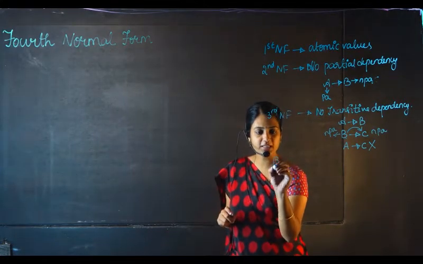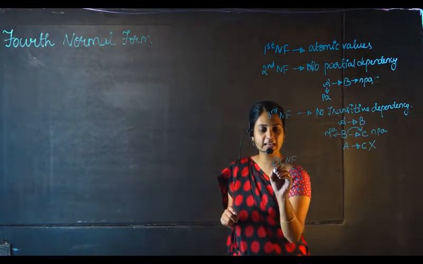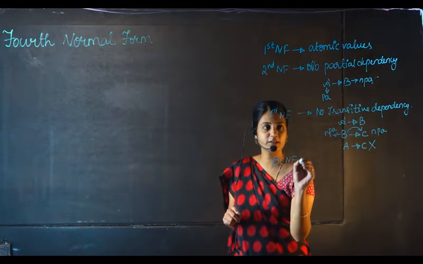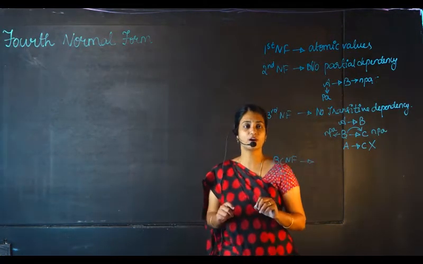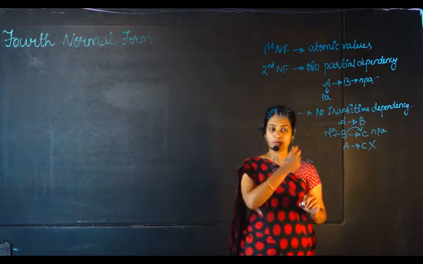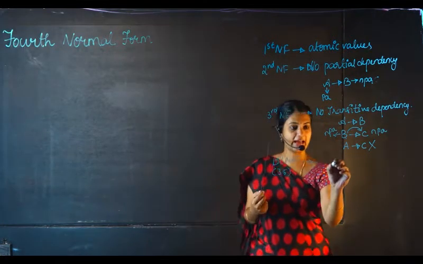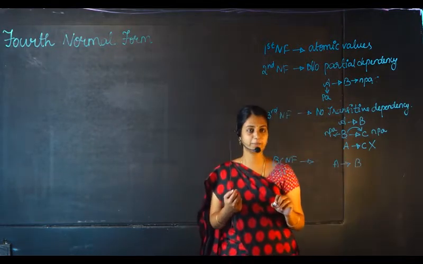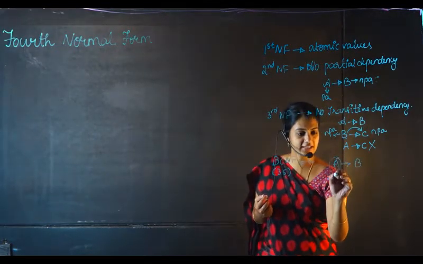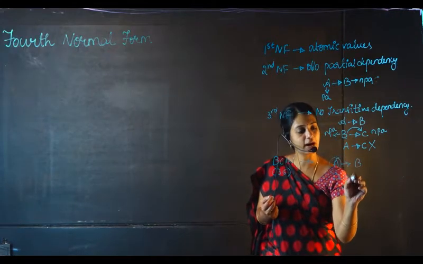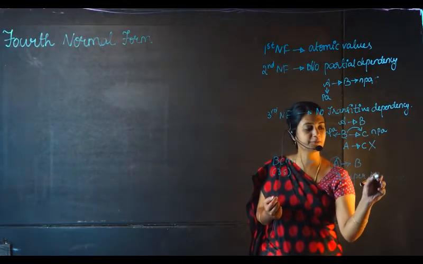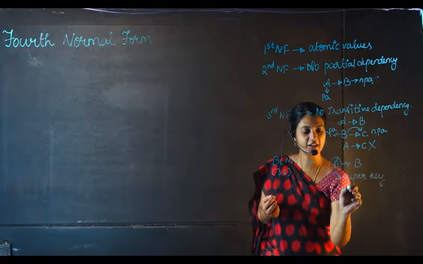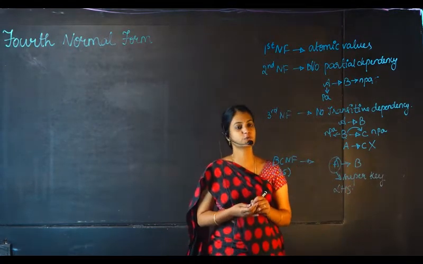So what is BCNF? This is also called 3.5 normal form. This is a special case of the third normal form. So what does it tell? If you have A determines B as a functional dependency, A should always be a super key. The left hand side should be a super key.